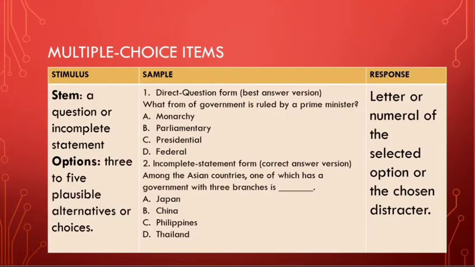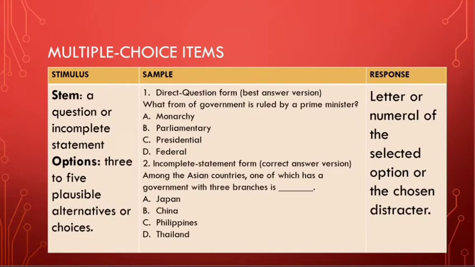Let's move to the multiple choice items, which is still under our last category. Here we have the stimulus, which could be a stem, and of course we have the options. In multiple choice items, we rise above the quantity of binary choice items. So it could be 3 to 5 plausible alternatives or choices. There should be more than two choices for the stimulus. Now the item is what we call the stem.